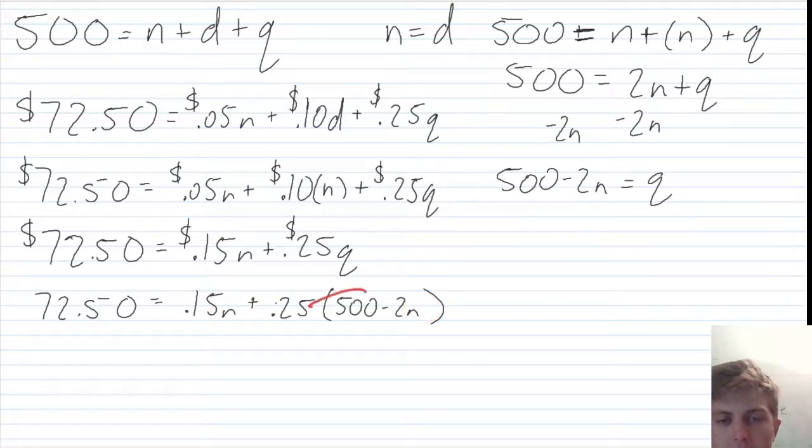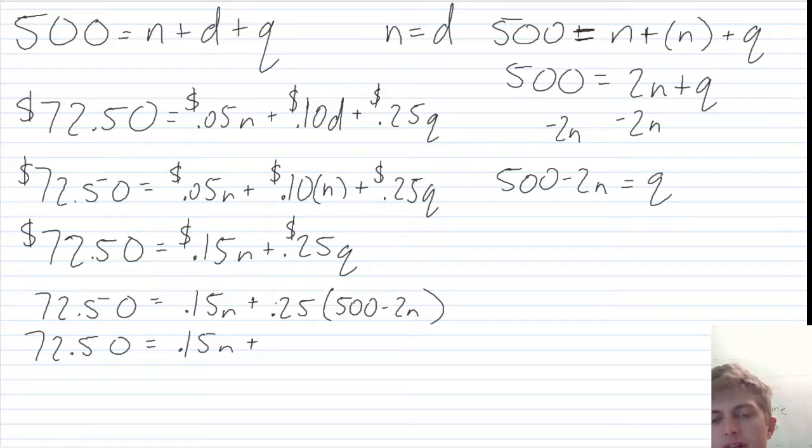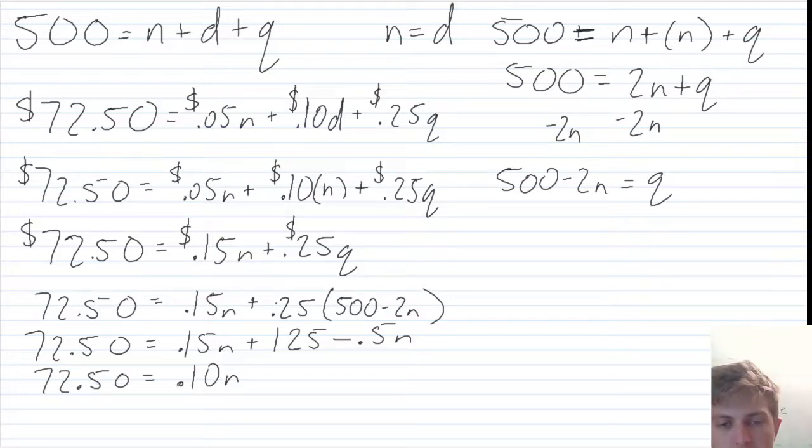Let's simplify the right. We got to distribute first. So I'll rewrite, 0.25 times 500. Another way to ask that is, what is a quarter of 500? Since 0.25 represents a quarter of 1. So that would equal 125, I believe. And then what is a quarter times 2 times negative 2? That would just equal 0.5n. Now we can combine our like terms. We got 0.15n minus 0.5n. And then we didn't touch our 125, so that keeps going.